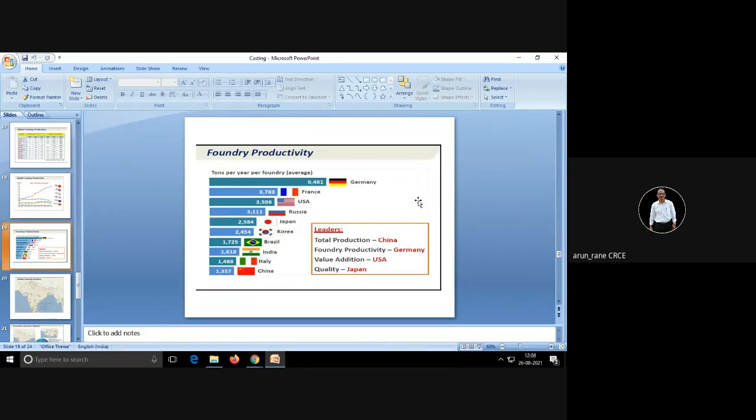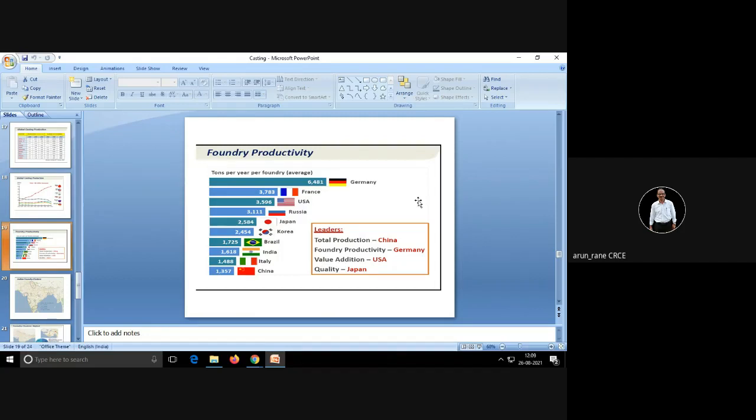Foundry productivity. See, productivity is nothing but output upon input. Productivity means more and more output with less and less input. Your input should be less and your output should be more, or rather your input should be zero and output should be more. That means, ideally speaking, without any investment I should get my output. But that is not true, isn't it? But it can be modified: with less input I should get more output. That is what is called productivity.